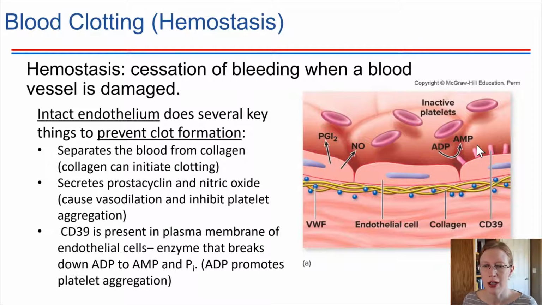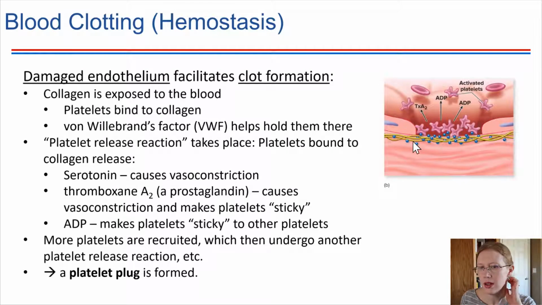So if there is damage to this endothelium, to some of these cells, then suddenly the collagen fibers are now exposed to the blood. When collagen is exposed, the platelets bind to it. The platelets find it very sticky, and so they stick to it. And there's this other factor, von Willebrand's factor. This helps to really adhere them in place to the collagen.